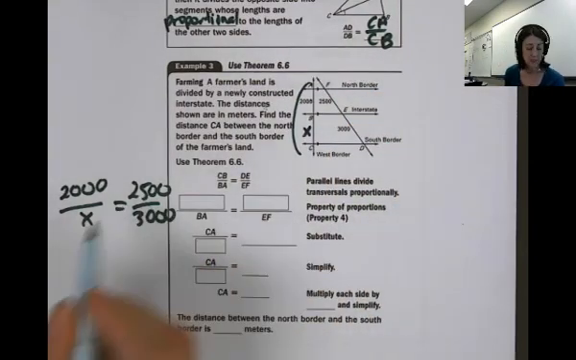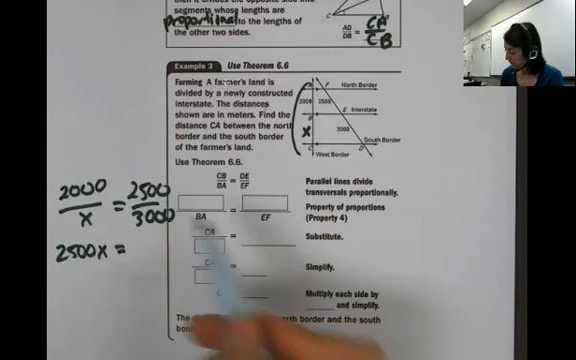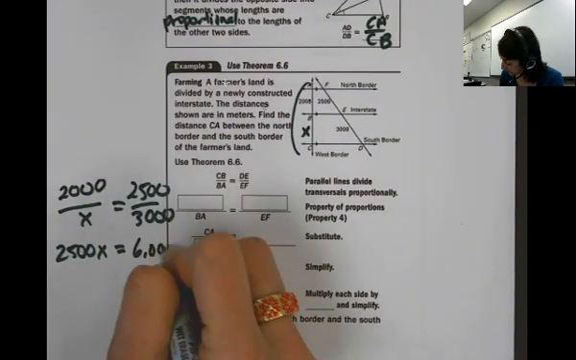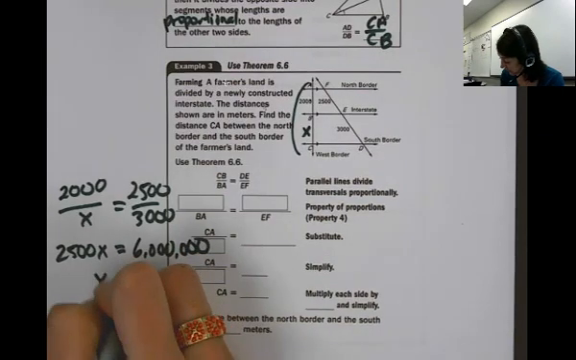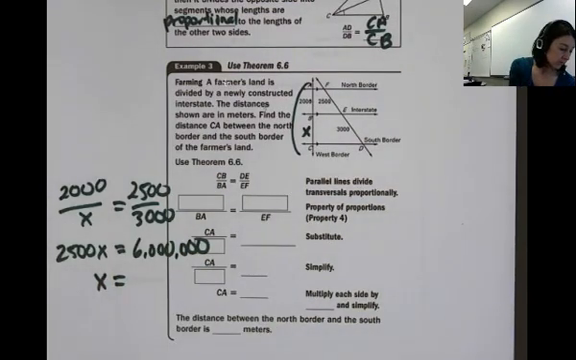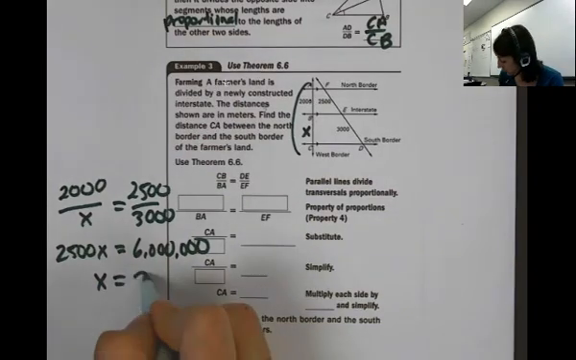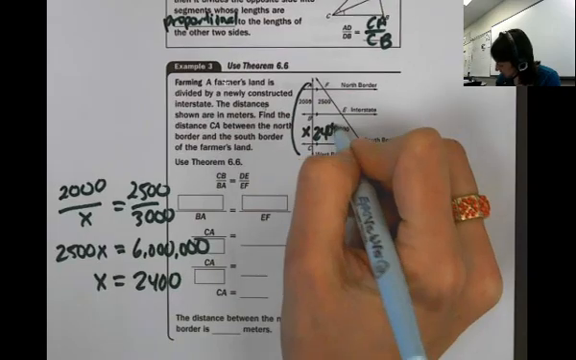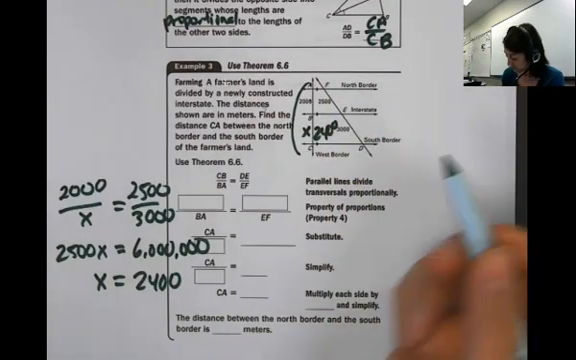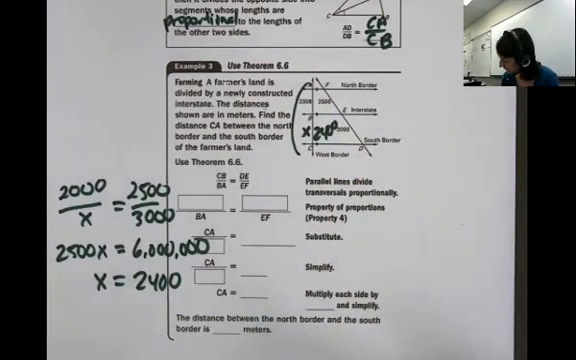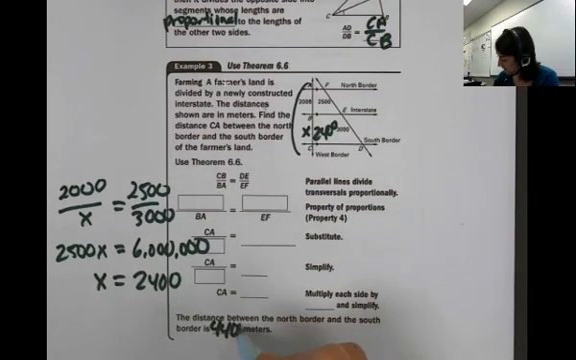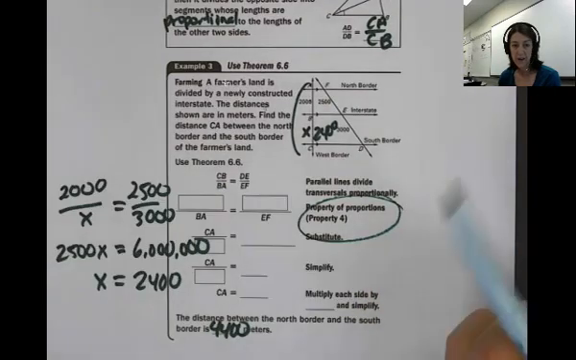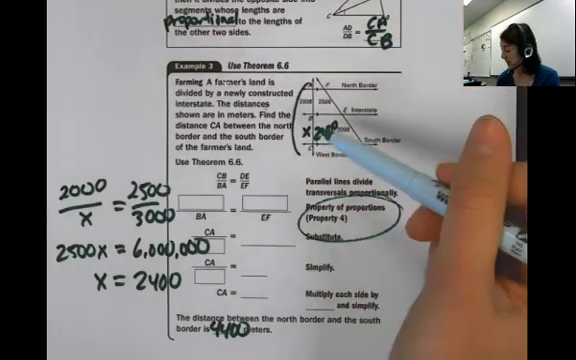Cross products property, 2,500x equals 2,000 times 3,000, 6 million. And divide both sides by 2,500. So the unknown distance right here is 2,400. So when I add them up, it's 4,400. The 2,000 plus the 2,400. Again, they did it using this. I find it a little confusing, and I just apply the property in a different way.